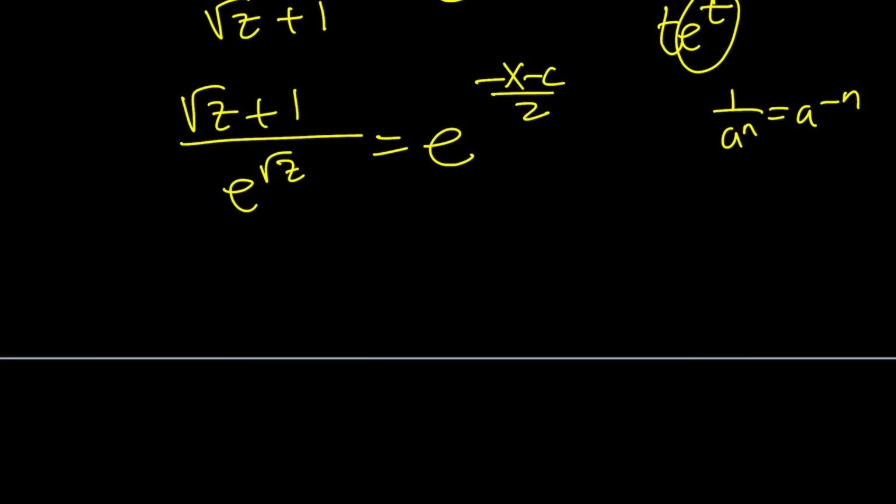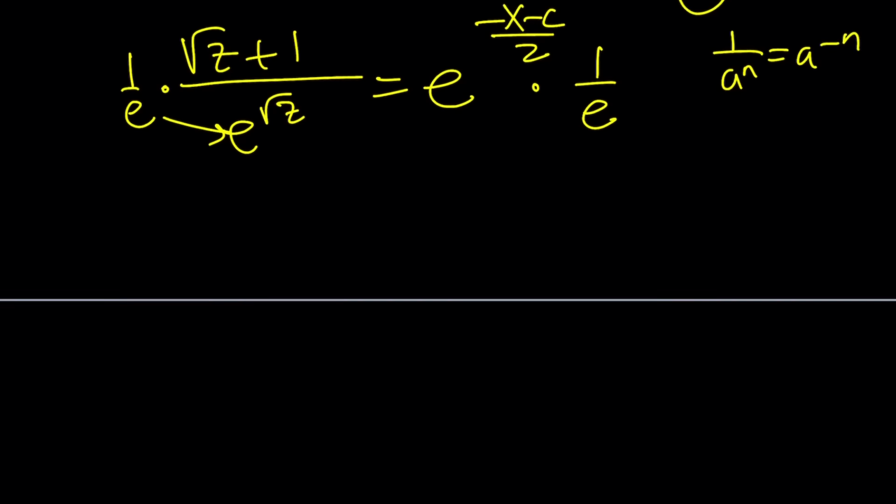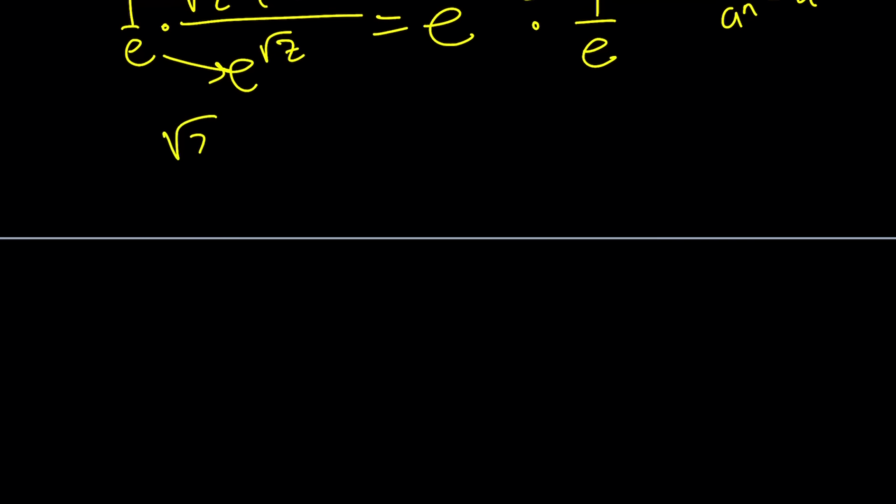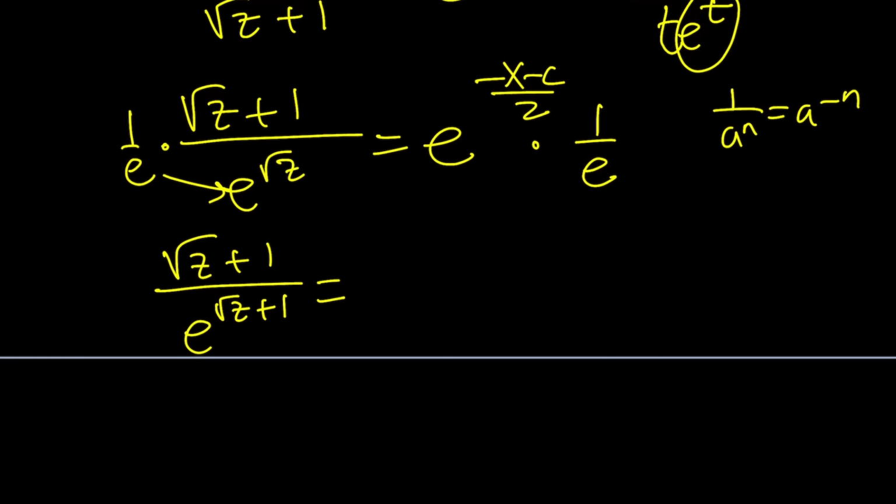Multiply both sides by 1 over e. That's going to bring in an extra e here, which is going to give you, after adding the exponents, e to the power square root of z plus 1. Aha, I almost got my t. And of course here, this is just going to bring in an extra e to the power negative 1.